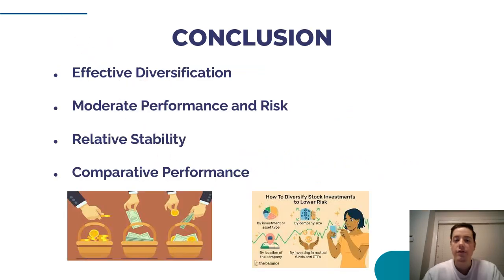Here are some of the conclusions from the current portfolio. First, effective diversification. The portfolio is diversified across different asset classes, such as stocks, bonds, and alternative assets. This diversification can help reduce risk by not overly relying on a single type of asset. The second one is moderate performance and risk.